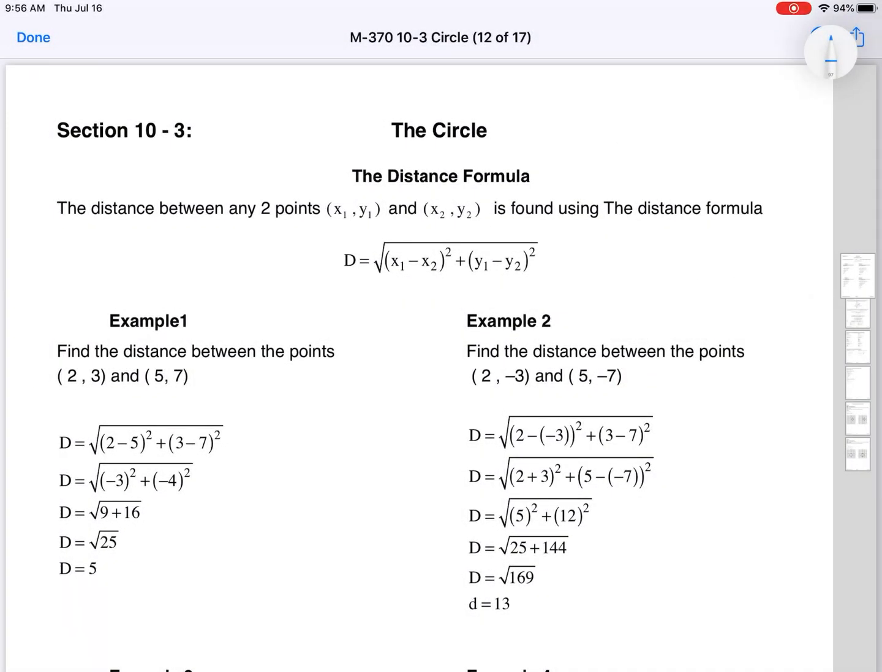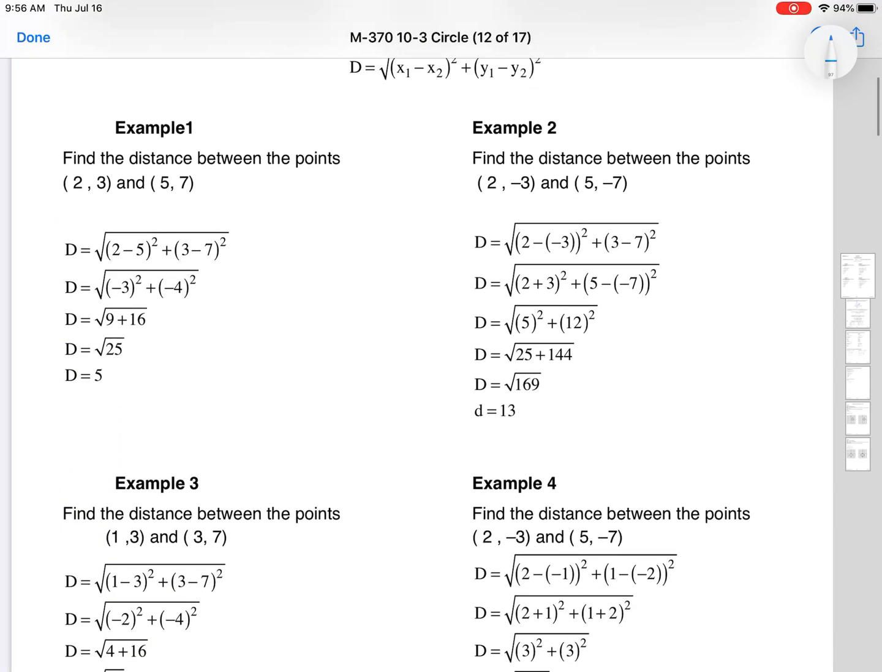Alright, welcome to 10.3. This is the circle. And the circle is based upon the distance formula. So the distance between any 2 points x1, y1, and x2, y2 is found by using this distance formula. And so he gives you a couple examples of using it. And essentially it's just the subtraction of the x's and the subtraction of the y's.